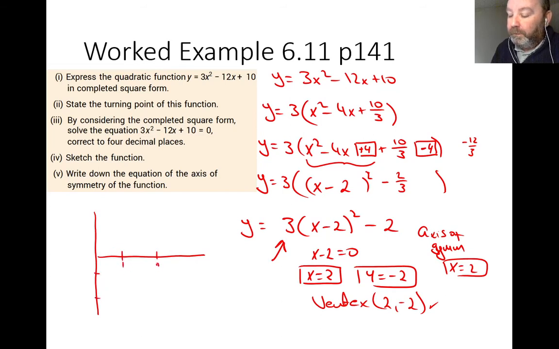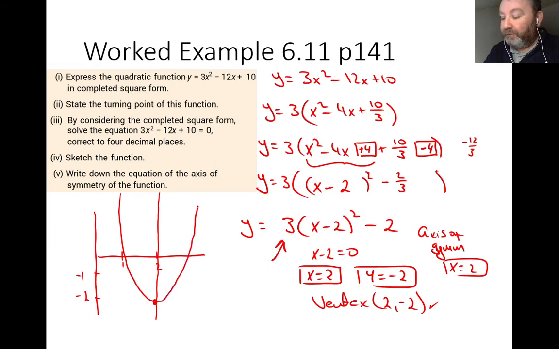So 1, 2, minus 1, minus 2. So where's the vertex? Out 2, down 2. So there's your vertex. Okay. What do I know? The axis of symmetry runs through that point. And then it's 3 times. So it's going to be quite a narrow graph, something like that. And that's the sketch.